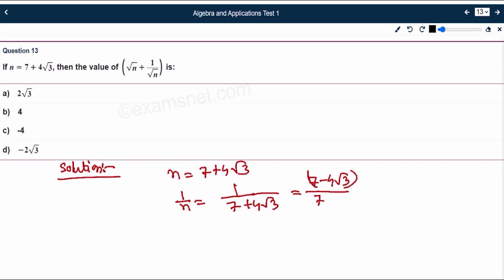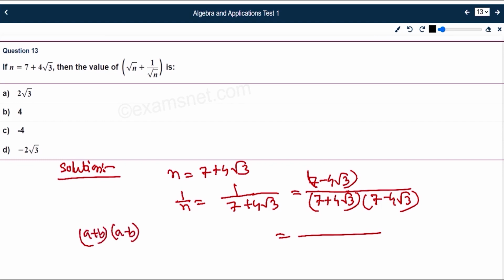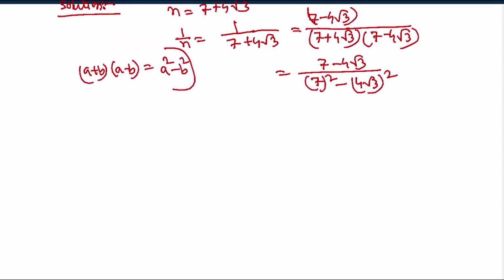Okay, so 7 plus 4 root 3 and 7 minus 4 root 3, we have got it in the form of a plus b and a minus b. So from the identity we can write it as a square minus b square. Correct? So here 7 whole square minus (4 root 3) whole square. So let's calculate. 49 minus 48, and the numerator is 7 minus 4 root 3, that means the value is 7 minus 4 root 3.